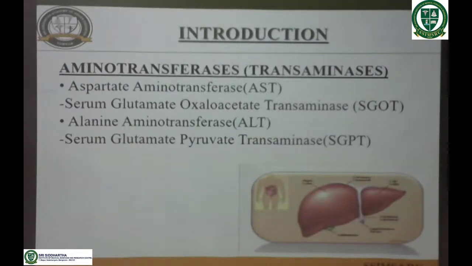Today we are discussing aminotransferases. Under aminotransferases, there are 2 tests, AST and ALT. AST is also called SGOT, abbreviated from aspartate aminotransferase and serum glutamate oxaloacetate transaminase. So this enzyme comes under aminotransferases. One more is ALT, which is also called serum glutamate pyruvate transaminase.